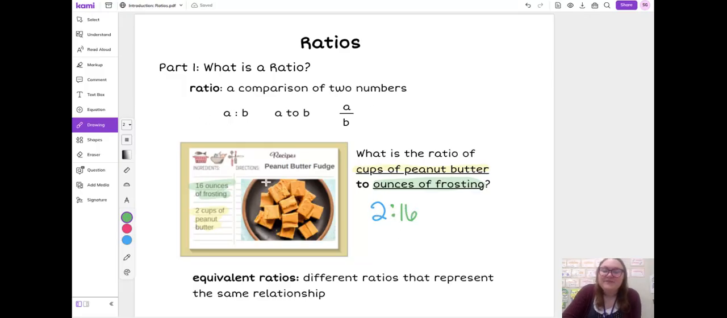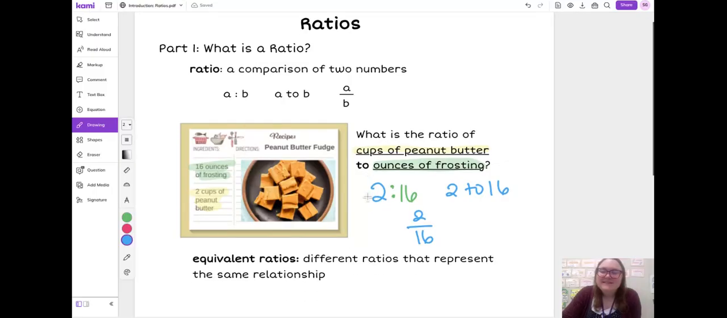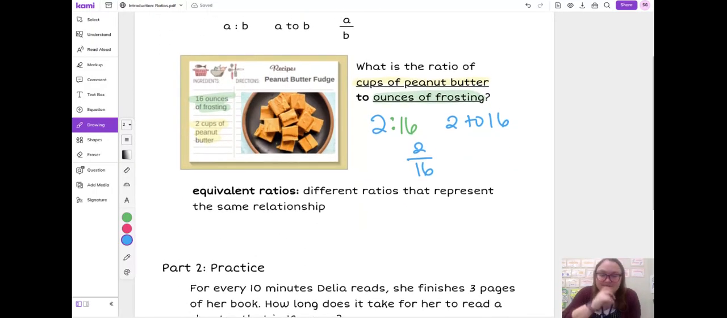And as we set up here, there's a couple different ways you can write it. You can write 2 to 16 with the colon. You can write 2 to 16 with the word to. Or you can write 2 to 16 as a fraction. All of these represent that ratio of how much frosting you need with cups of peanut butter to make this fudge. The other big thing we're going to be talking about in this lesson are equivalent ratios. Equivalent ratios are going to be different ratios that represent the same relationship.